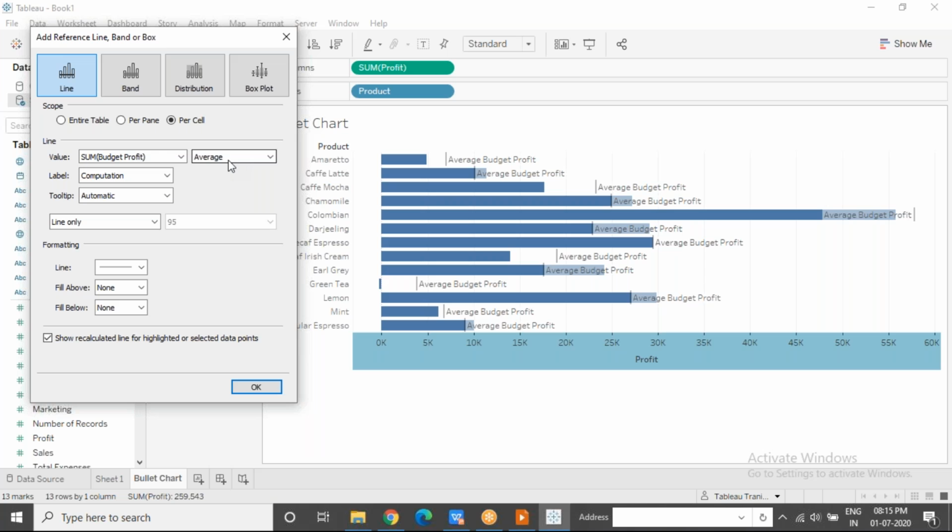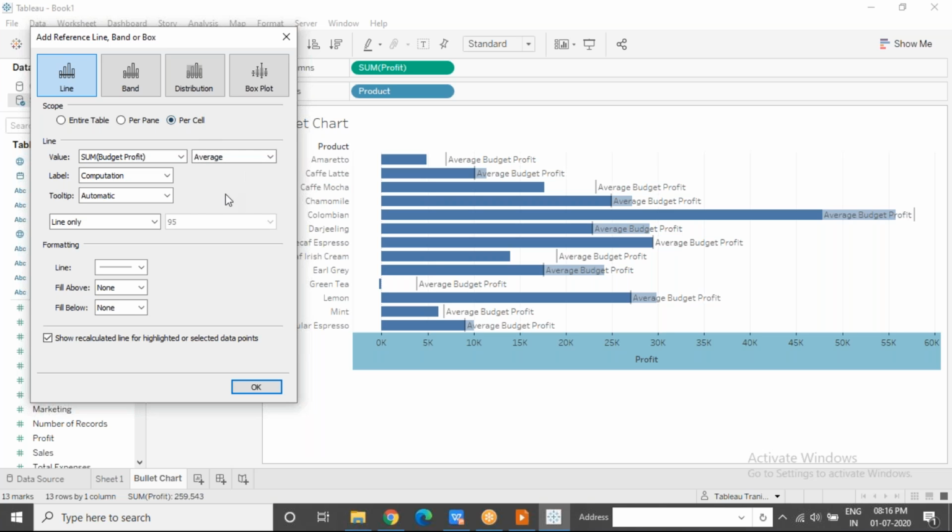Agreed, no? It will not matter what aggregation you use, right? Why will it not matter? Because the budget profit for every product is one constant value. Whether you take the average of that constant value, or the minimum, or the maximum, or the median of it, it does not matter. For a cell scoped reference line, the aggregation does not matter.